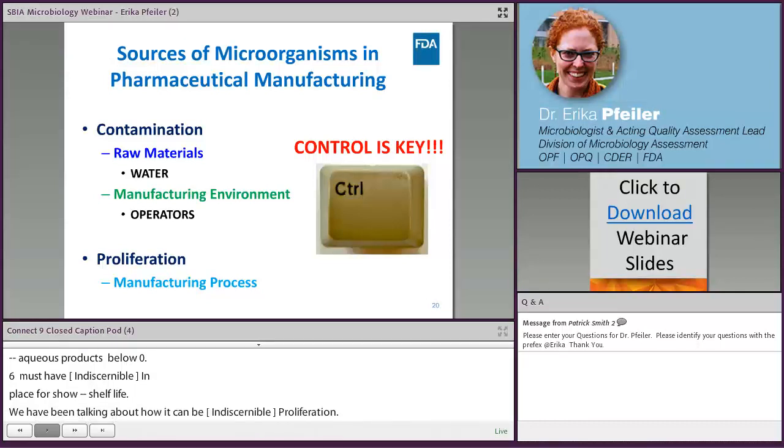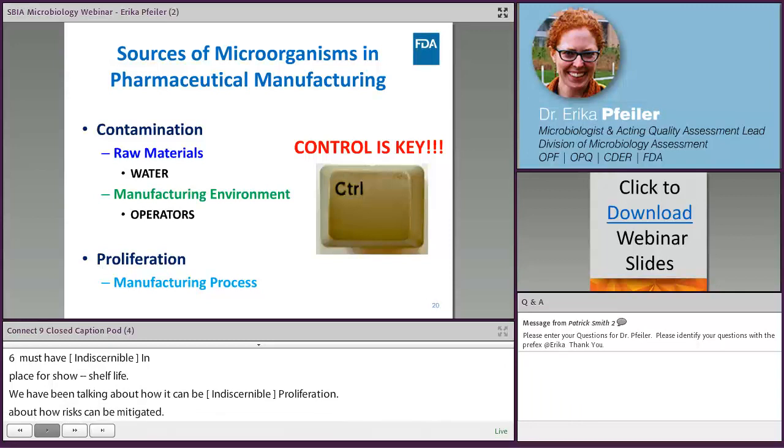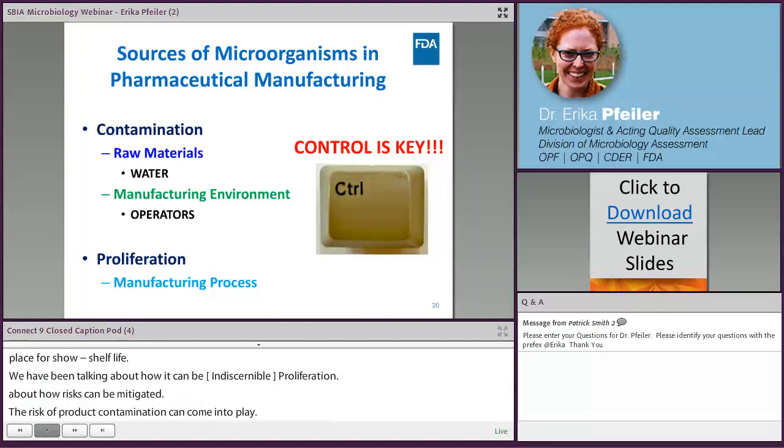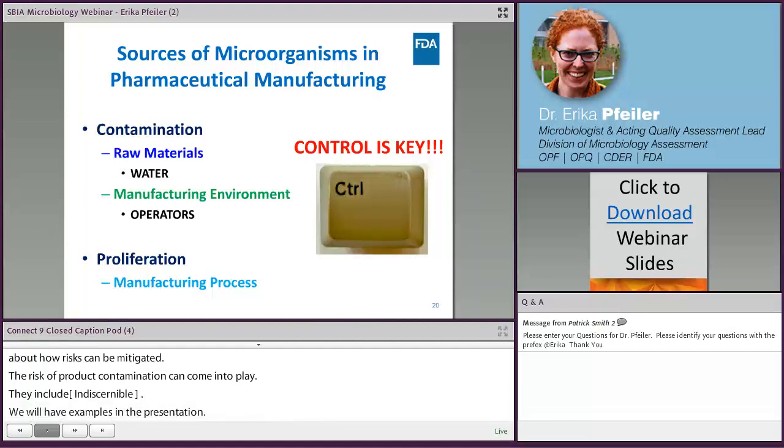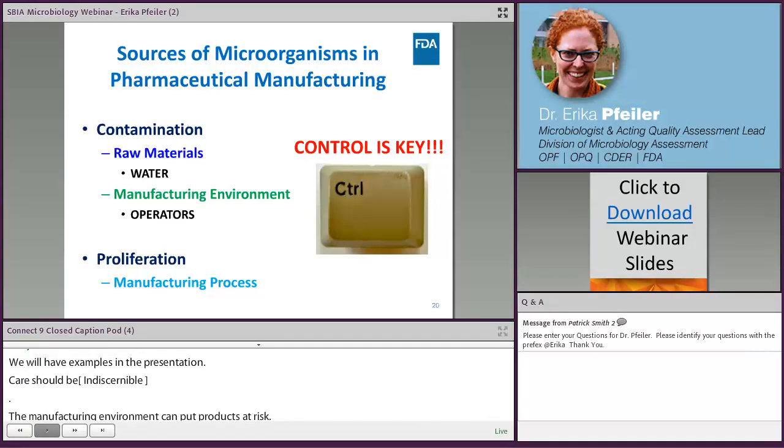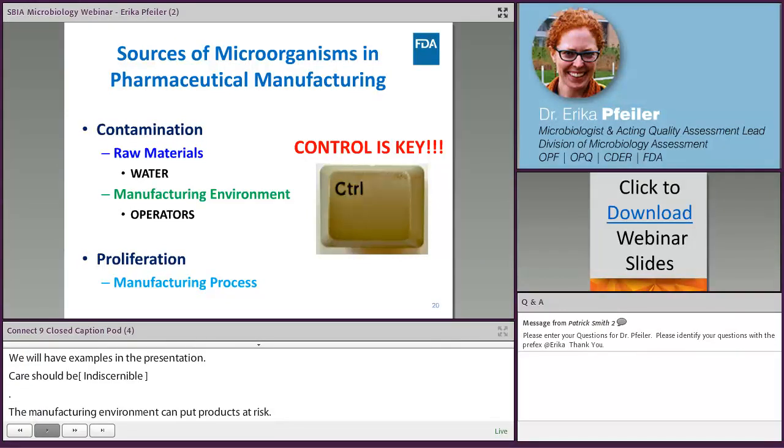When considering the manufacturing process, the risk of product contamination starts to come into play. Sources of contamination include the components that make up the product. Water systems can be significant sources of contamination, which we'll have some real-life examples of later in the presentation. Care should be taken to ensure that water systems are appropriately maintained and monitored. The manufacturing environment can put product at risk, particularly the presence of operators. Now, I know we don't like to think of ourselves just as big walking bags of microorganisms, but the truth is that operators are a significant source of microbial contamination in any process.